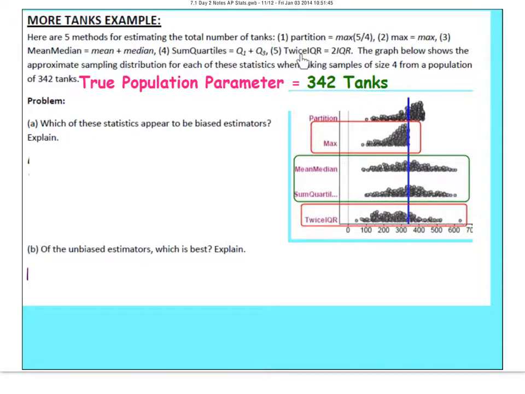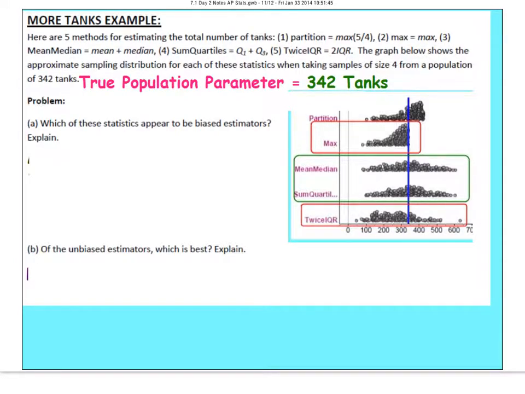Or should they do 2 times the IQR? One of these 5 methods actually gave them the best way to estimate how many tanks were really out there. So here we have the graph below shows the approximate sampling distribution for each of these statistics when they took a sample size of 4 from their population.